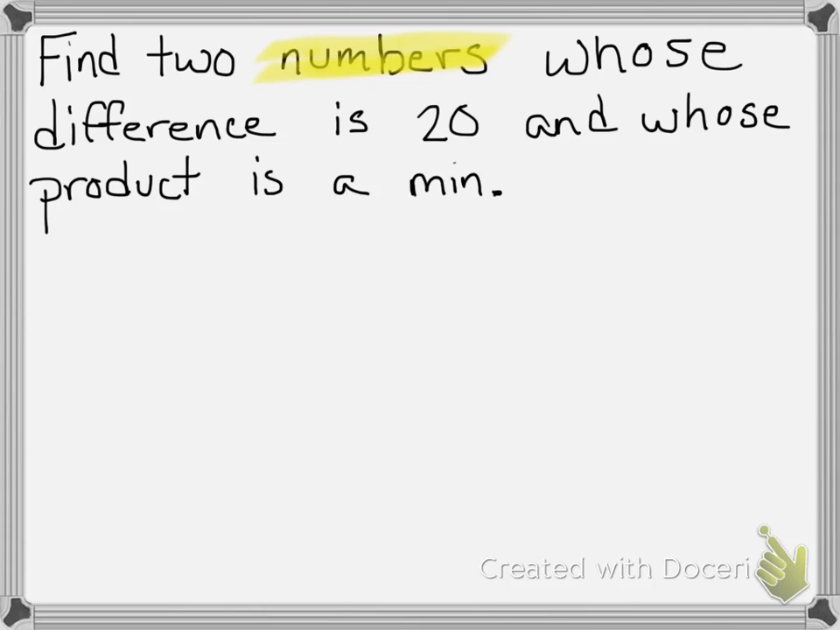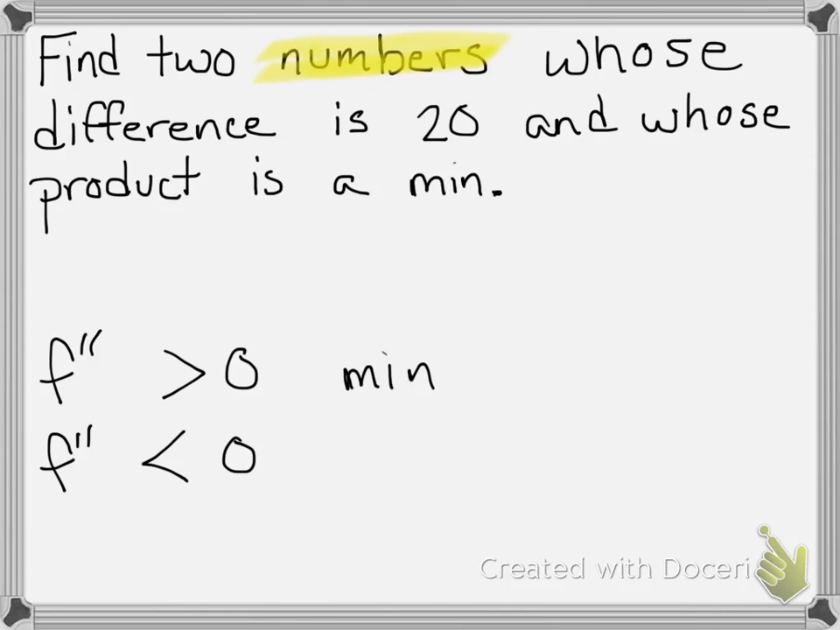Alright, well, since we're going to be having to find a min, we should remember from notes that if f double prime is greater than 0, that's going to give us a minimum, and if f double prime is less than 0, we're going to have a max. So just keep that in mind as we go about this.